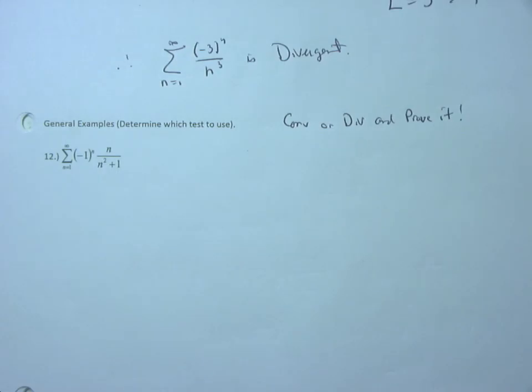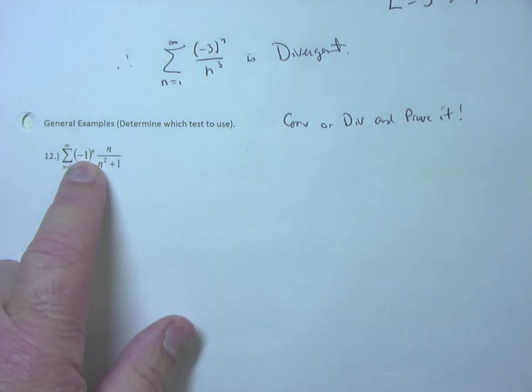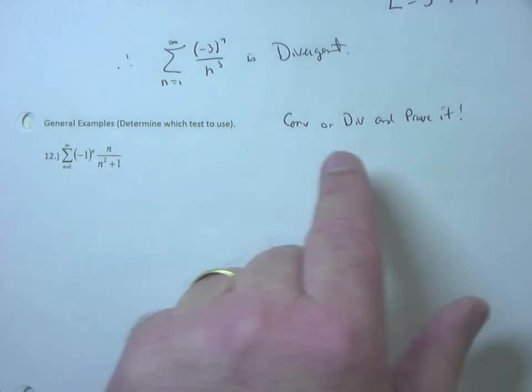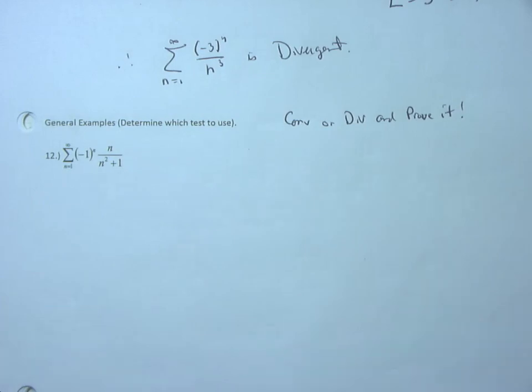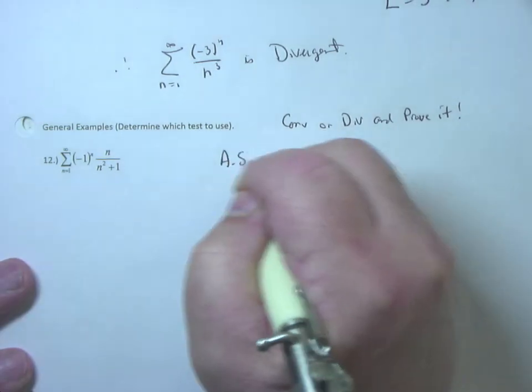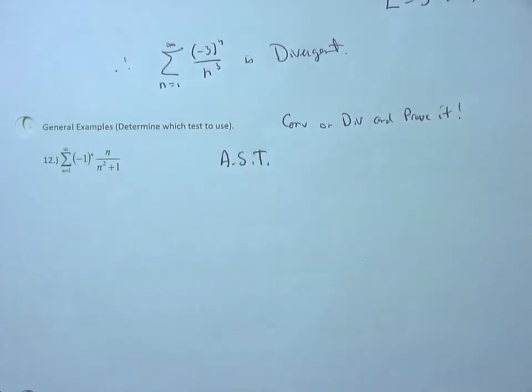Which one would I use on this one? Well, here's the clue. Negative 1 to the n is stuck on this thing. So what test am I going to use, since they gave me the question, convergent or divergent? I'm going to use the alternating series test. Let me make it really straightforward. You know why I'm going to use the alternating series test? Because it's alternating. Don't make it too deep on this stuff.